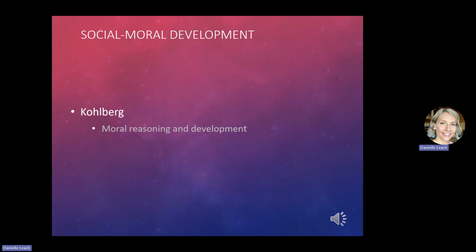The last theorist is Kohlberg. He had a theory of social moral development where he theorized that kids acquire moral reasoning in a specific developmental sequence. Basically, he theorized that when they are born, humans are void of any morals or ethics, and moral development occurs through the environmental interaction around all of us.